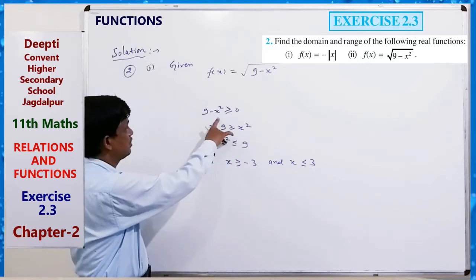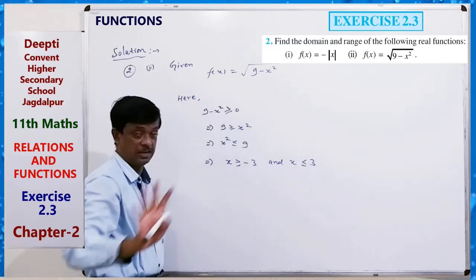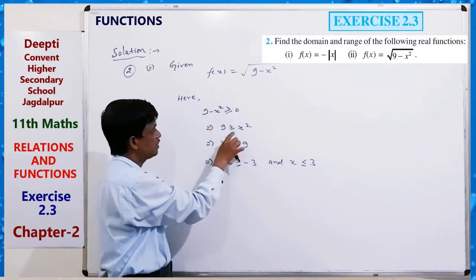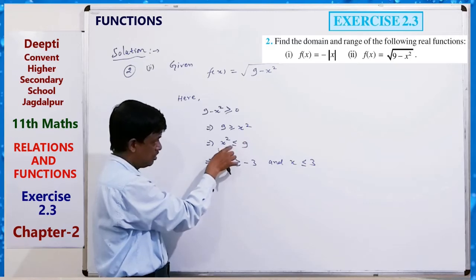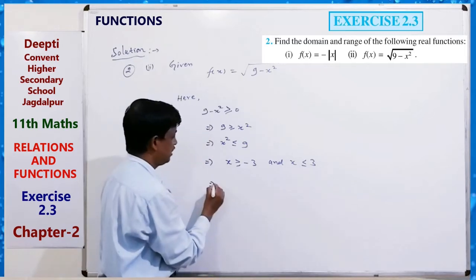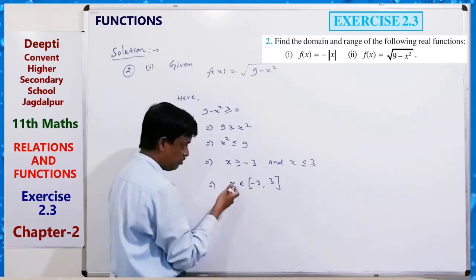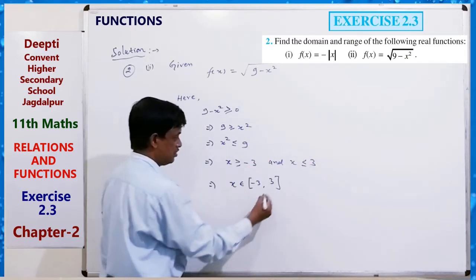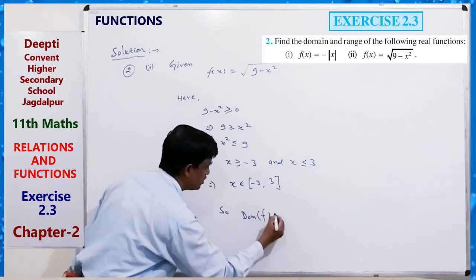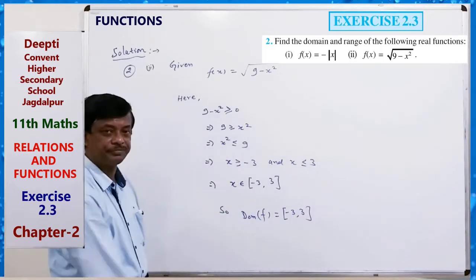Here, for the existence of this in the real case, 9 minus x square should be greater than or equal to 0. So 9 is greater than or equal to x square, x square is less than or equal to 9, x is greater than or equal to minus 3 and less than or equal to 3. That is, x belongs to minus 3 to plus 3. So the domain is equal to minus 3 to 3. Clear? That is the domain, the values of x.